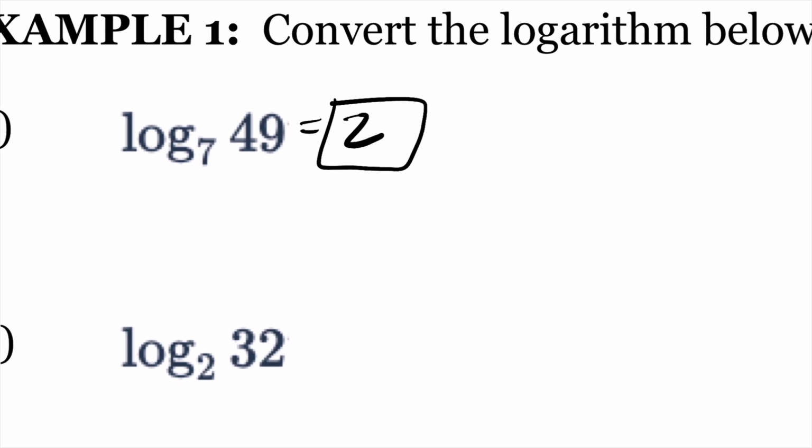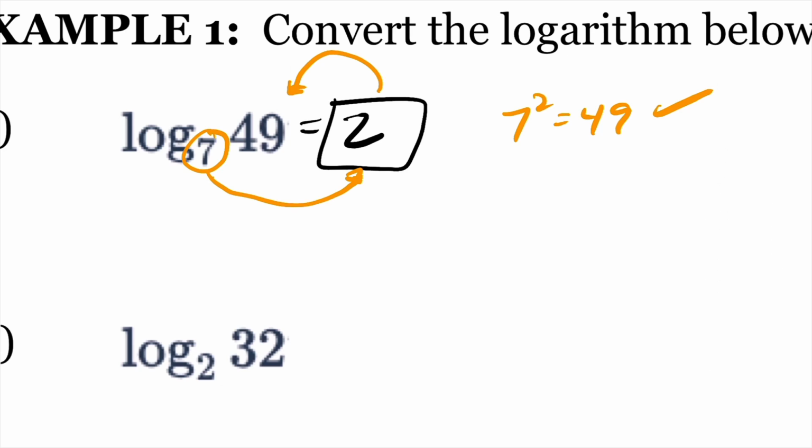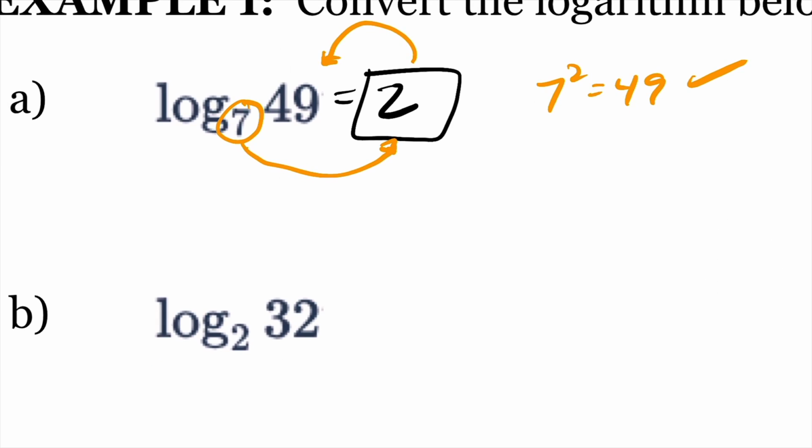One way to check is to use the loop. Start with 7. 7 to this power equals that. Yep. If it equals, then you know you did it right. Okay. So over here, 2 to what power gives me 32?